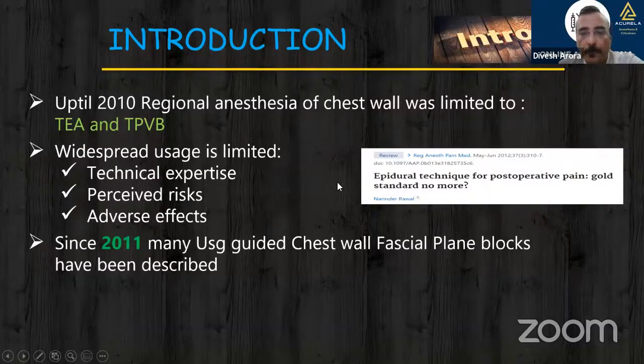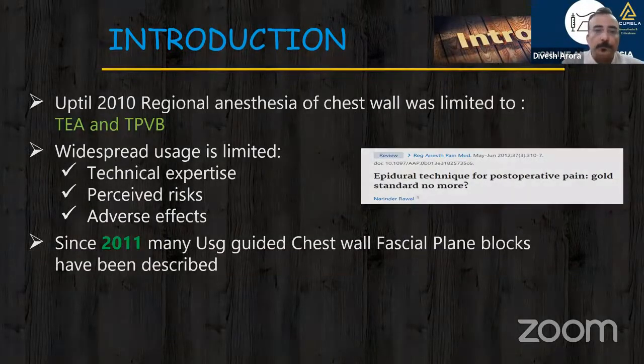it will lead to bilateral effects. We have done a right side thoracic surgery and we do not want effects on the left side. Plus, it involves a lot of technical expertise. Not everyone as a beginner in anesthesia can do this. Plus, there are risks to the cord and adverse effects like hypotension, which we have seen whenever we give a thoracic epidural. But with the better understanding of the anatomy and with the availability of ultrasound guidance, since 2011, we have had so many chest wall blocks which have been described for chest wall surgeries.